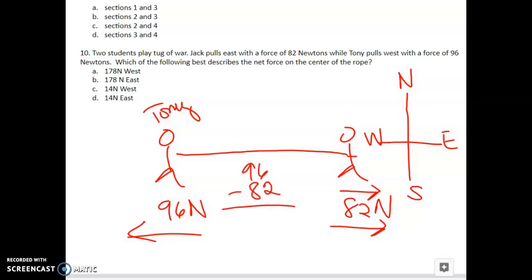Always put the big number on top. 6 minus 2 is 4. We've got a net force of 14 newtons. Which way is it going to go? Well, Tony's got a stronger force, so it's going to go this direction, left, which is west. Our correct answer is C.